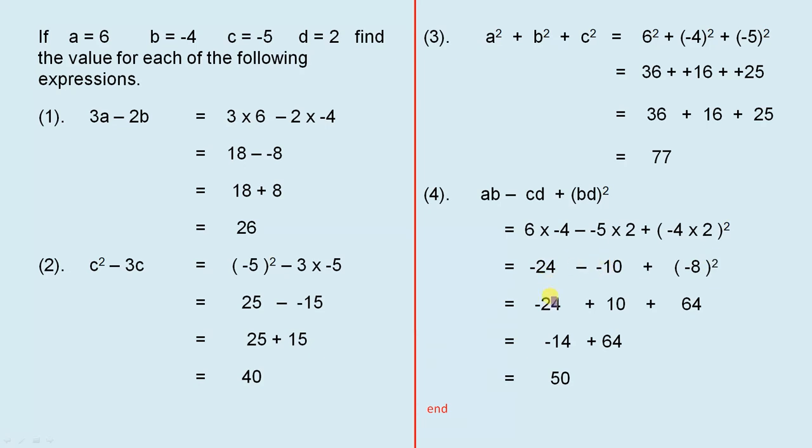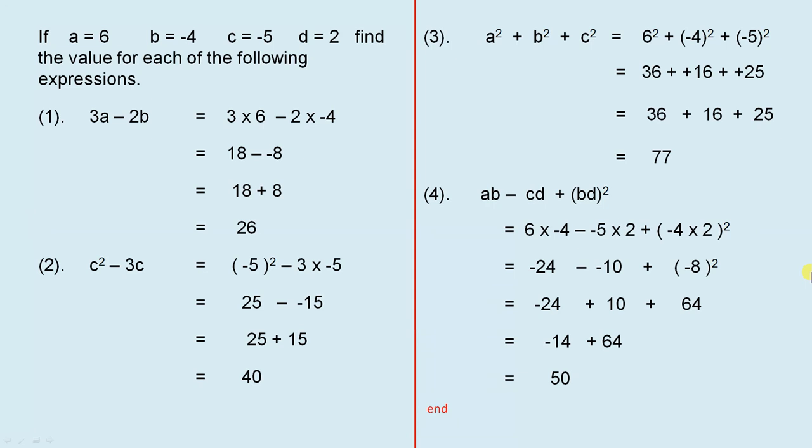So we carry down the minus 24. Those two signs turn into a plus. That's our plus sign. And when we square minus 8, we get 64. So minus 24 plus 10 is minus 14. Minus 14 plus 64 is 50.